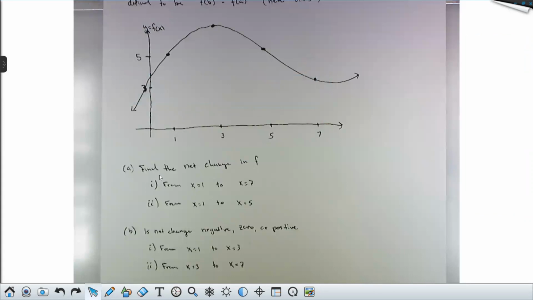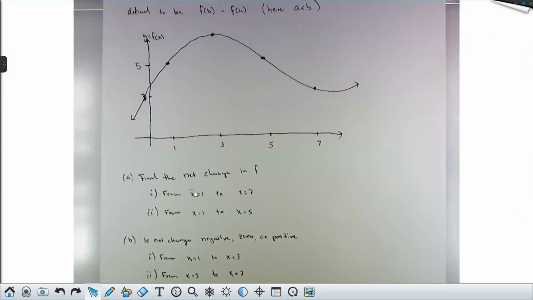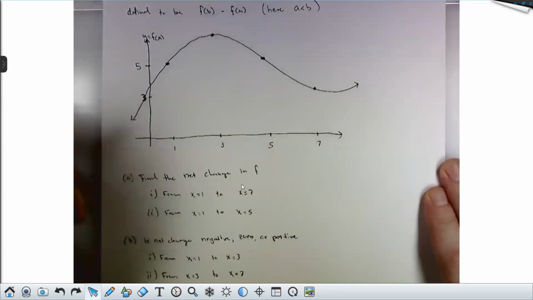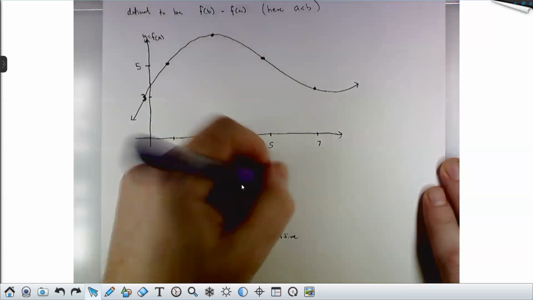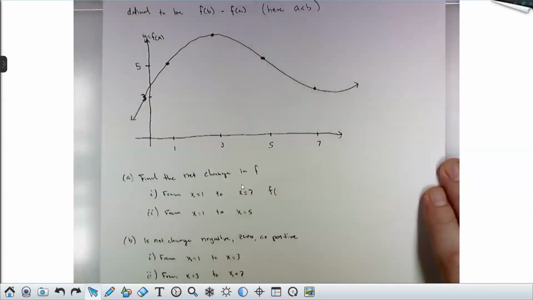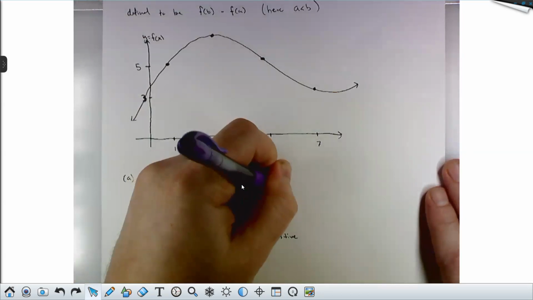So how do I find the net change from x equals 1 to x equals 7? What is A? What is B? What do I do? So A is going to be 1 and B is going to be 7. Let's go ahead and do the computation. The net change is f of 7 minus f of 1.